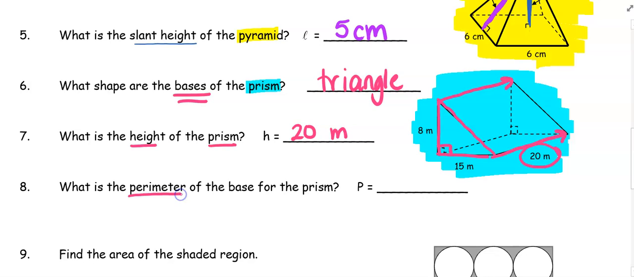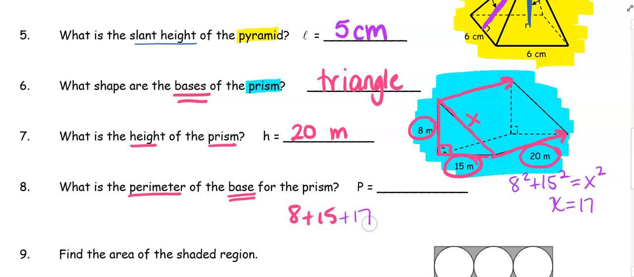What is the perimeter of the base? So that's your triangle. The perimeter, we have to add up all those sides. We've got 8 plus 15. And then we realize that we're missing one of the sides of our base. We have to use the Pythagorean Theorem: leg squared plus leg squared is equal to hypotenuse squared. And we find that the missing side is 17. So we add 17 to that. 8 plus 15 plus 17 gives us a perimeter of 40 meters.